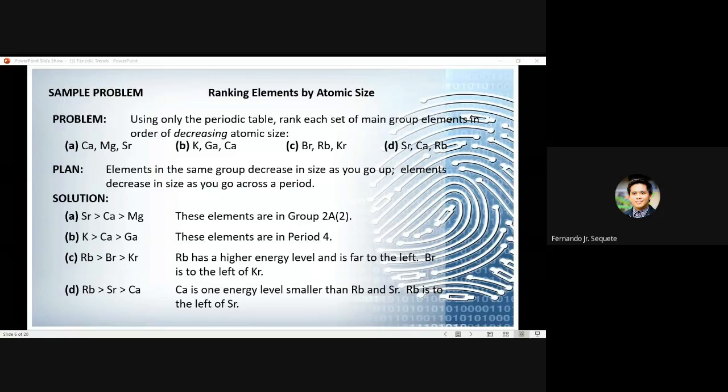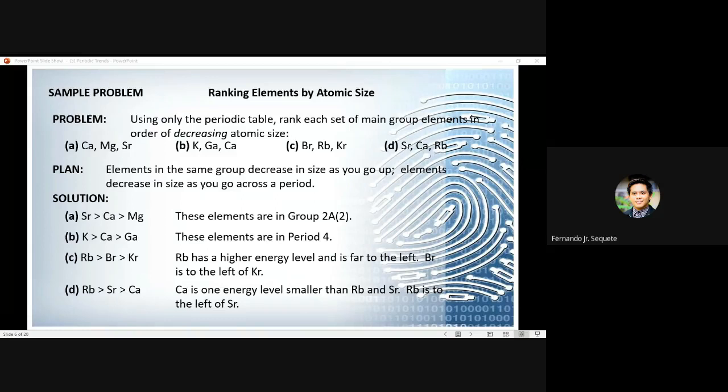Ang problem, ito yung mangyayari sa quiz natin or sa exam. Using only the periodic table, rank each set of main group elements in order of decreasing atomic size. So ano ba yung pattern? Saan ba nag-decrease ang atomic size? Is it left to right or right to left? Nakadepende. Anyway, the same lang naman. Elements in the same group decrease in size as you go up.